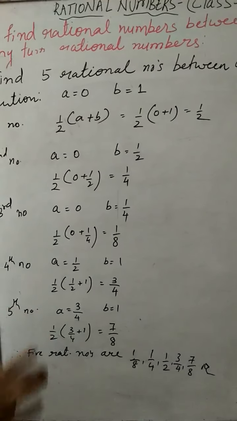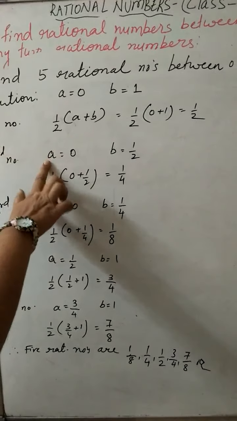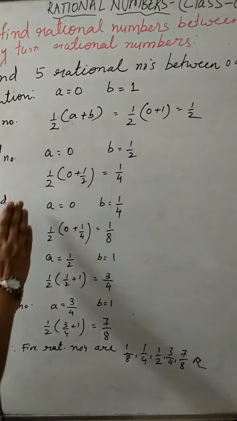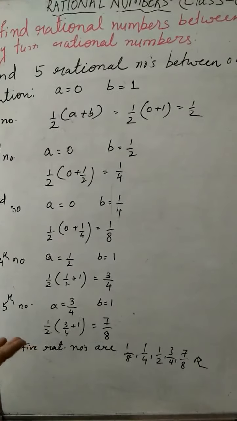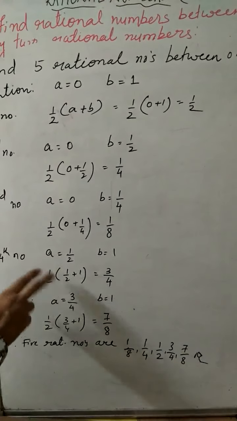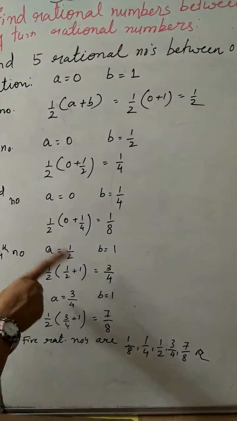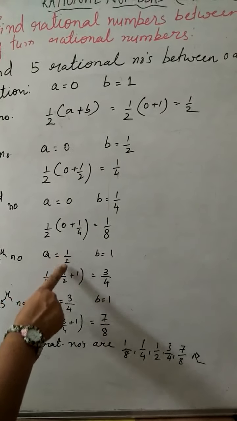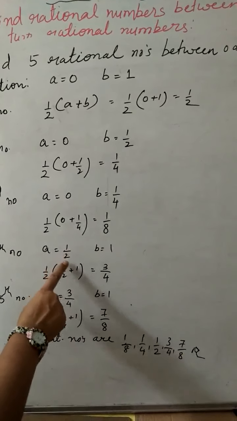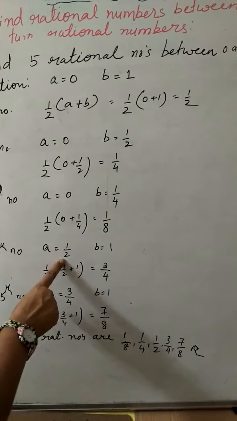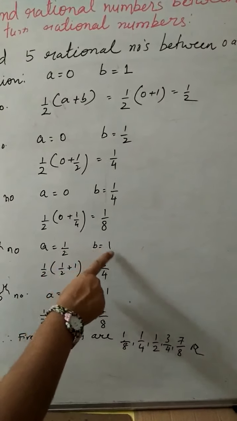It is not necessary that you have to fix the value of A only. You can fix the value of B and keep changing the value of A. Even that is permissible. You can use that also. So I have solved the next two parts by changing the value of A. Now here, take the value of A as 1 by 2, because 1 by 2 is lying between 0 and 1. So A is equal to 1 by 2 and B is equal to 1.